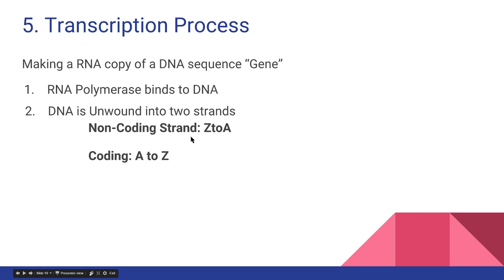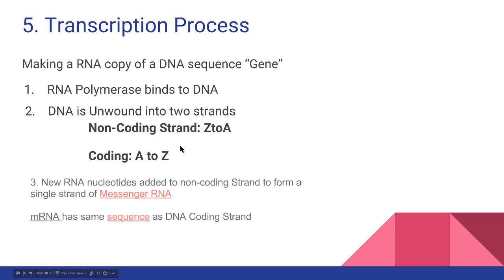Now there's a non-coding strand and the coding strand. The non-coding strand reads Z to A, while the coding strand reads A to Z. We'll get more into this later and why this is important. So new RNA nucleotides are added to the non-coding strand to form a single strand of messenger RNA. And the mRNA has the same sequence as the DNA coding strand.